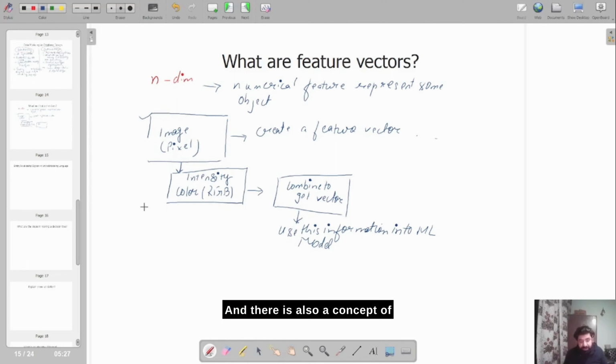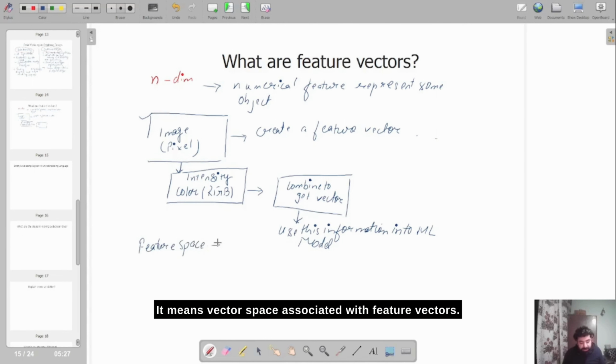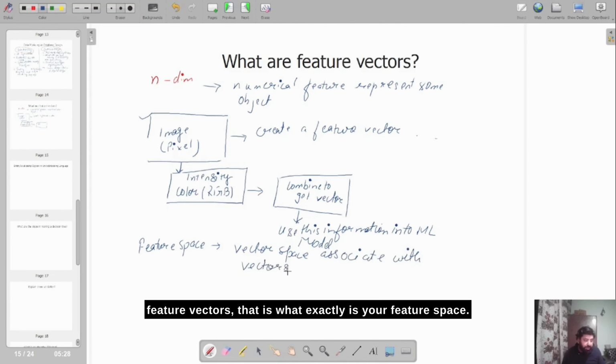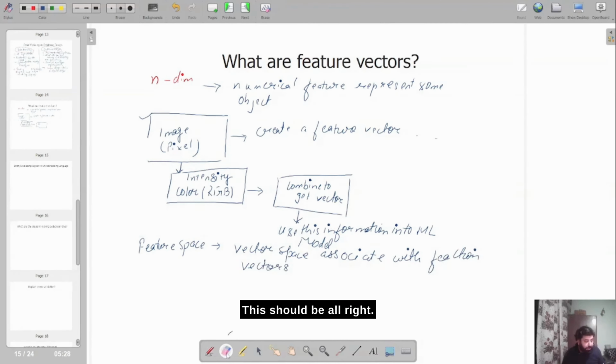Okay, and there is also a concept of feature space in feature vector only. So what does this mean? It means vector space associated with feature vectors. So whatever the space is that is associated with the feature vectors, that is what exactly is your feature space. This should be all right. Yeah, I think that is for this one. Let's move to the next one.